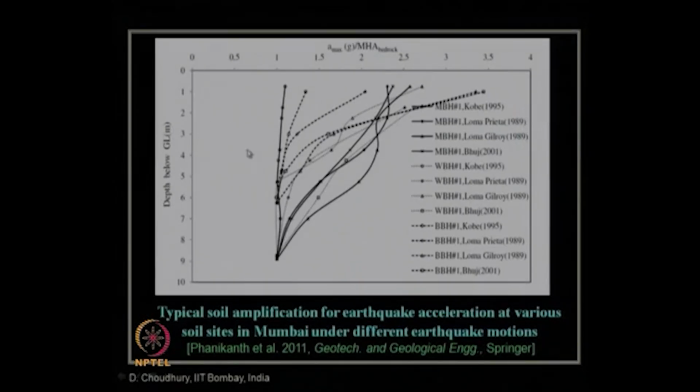Then we also saw how much amplification of the bedrock motion will occur when it passes through various layers of the soil. At different soil layers you can compute the value of Amax by MHA at bedrock level, and these end values show what the soil amplification is at the ground level. You can see it ranges between about 1.2 to 3.5, depending on your input motion and also on which borehole this analysis was carried out.